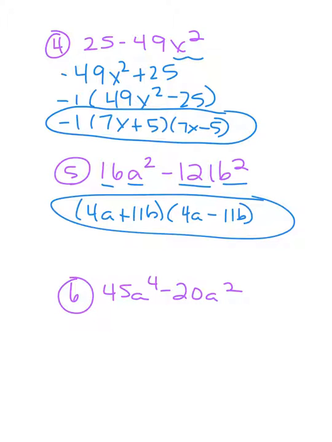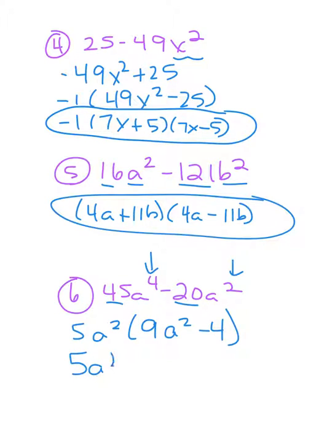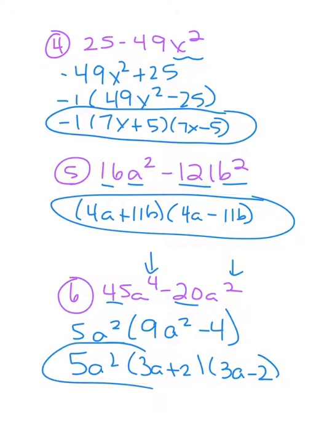In number 6, I notice I have a greatest common factor in this one. 5 goes into both 45 and 20, and then I have a to the 4th and a to the 2nd. So I can factor out an a to the 2nd. And I'm left with 9a to the 2nd minus 4. So I have 5a squared, and that's 3a plus 2 and 3a minus 2. So here is my answer in factored form.